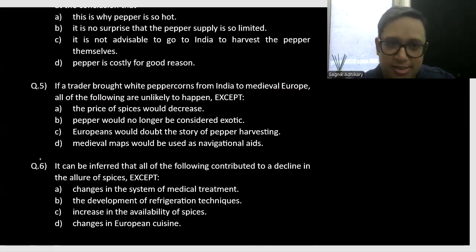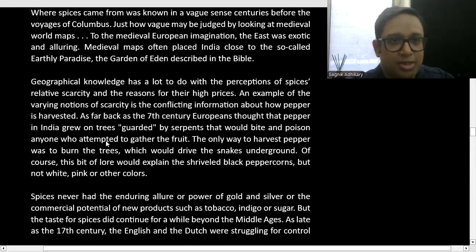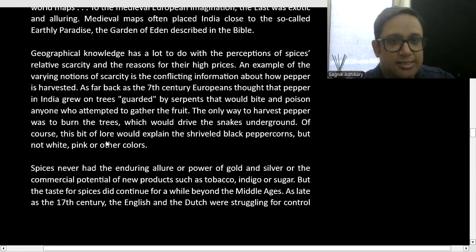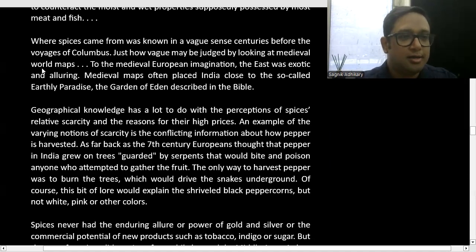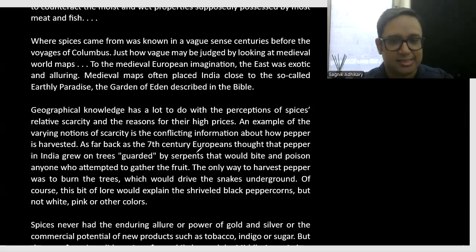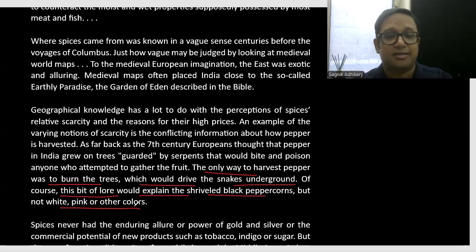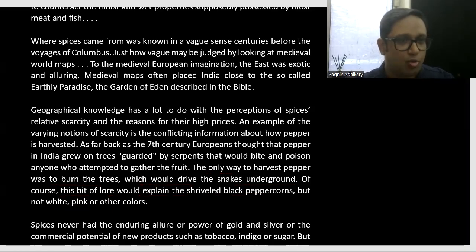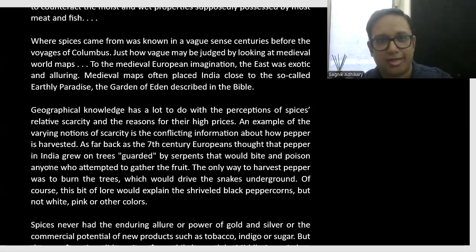We see the reference from the same paragraph as the one that talks about India. This is the second last paragraph, which talks about geographical knowledge and its effect on the perception of spices. We see here the only way to harvest pepper was to burn the trees, which would drive the snakes underground. Of course, this bit of lore would explain the shriveled black peppercorns, but not white, pink, or other colors. So if someone did bring white peppercorn from India, then people would doubt this story that the trees actually needed to be burnt down. If probably there were no snakes.